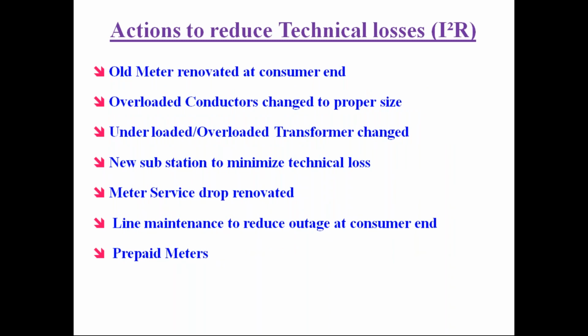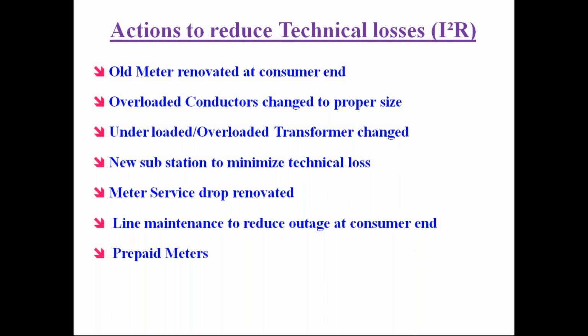What actions did we take to reduce technical losses? We went for power factor improvement both at customer level and utility level. Capacitor banks were installed. Then voltage regulators were installed because we were concerned about voltage. We believe that I squared R is the thing: the better the voltage, the less the current flowing.